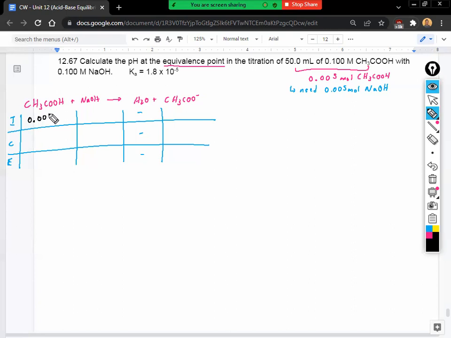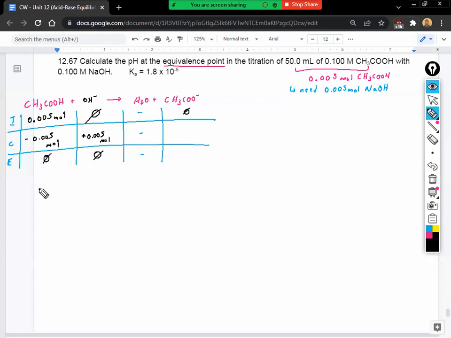We have 0.005 moles of acetic acid. In the beginning, we start with no sodium hydroxide. Sorry, not sodium hydroxide, we want to do hydroxide ion. My fault. And then we start with no acetate. Okay, and then we're going to add 0.005 moles of hydroxide, so it's plus 0.005 moles. This is going to react with the acid, and it will react completely, and so you'll get minus 0.005 moles.